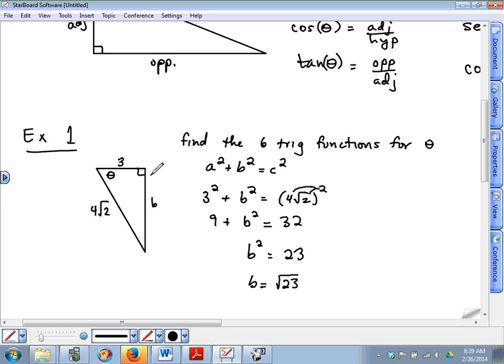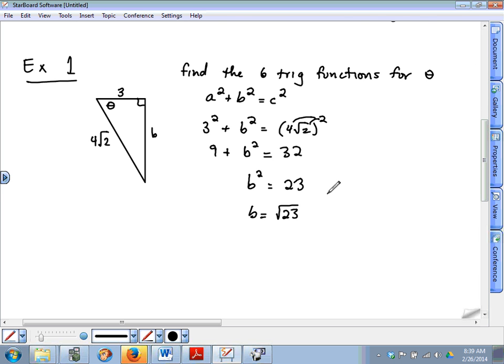Yeah, it could have been A. These two could be A or B. The one that matters is the hypotenuse has to be C. That always has to be C. This one could be A or B. So we have square root 23. That doesn't simplify, so we just leave it alone.